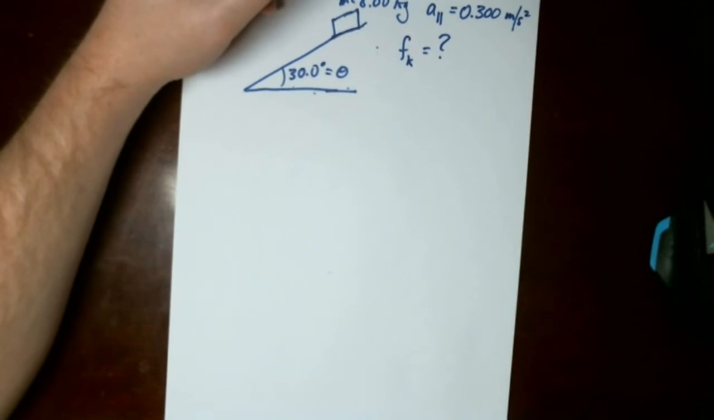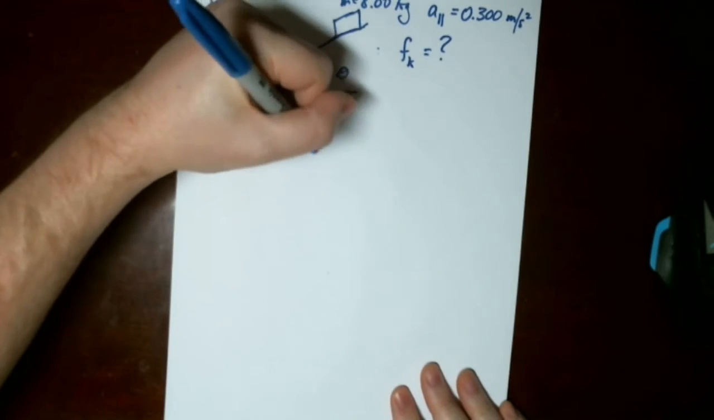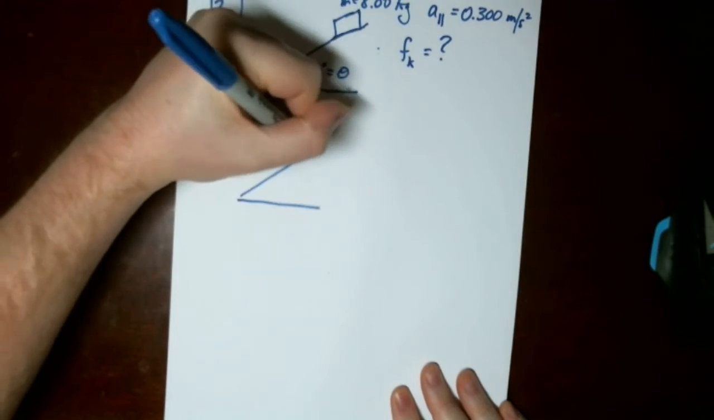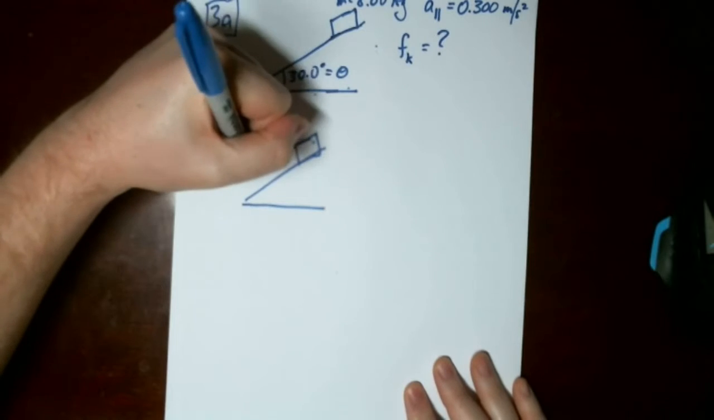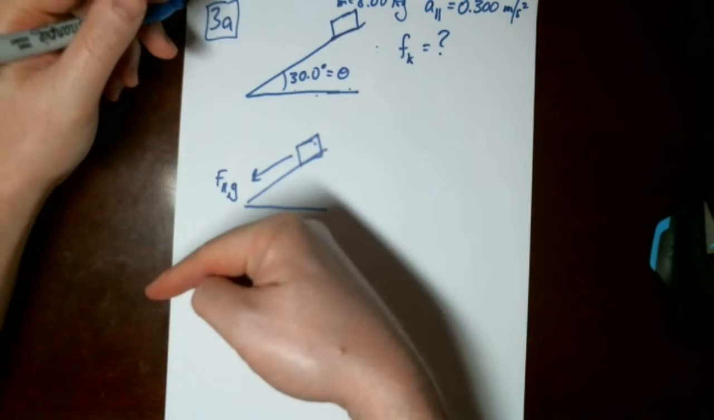So let's draw some arrows representing the various forces. I'm actually going to redraw this because I don't have the room to draw the arrows properly. So there's our ramp, there's the box. Let's draw some arrows. Here's our parallel force of gravity, pulling it down the ramp.